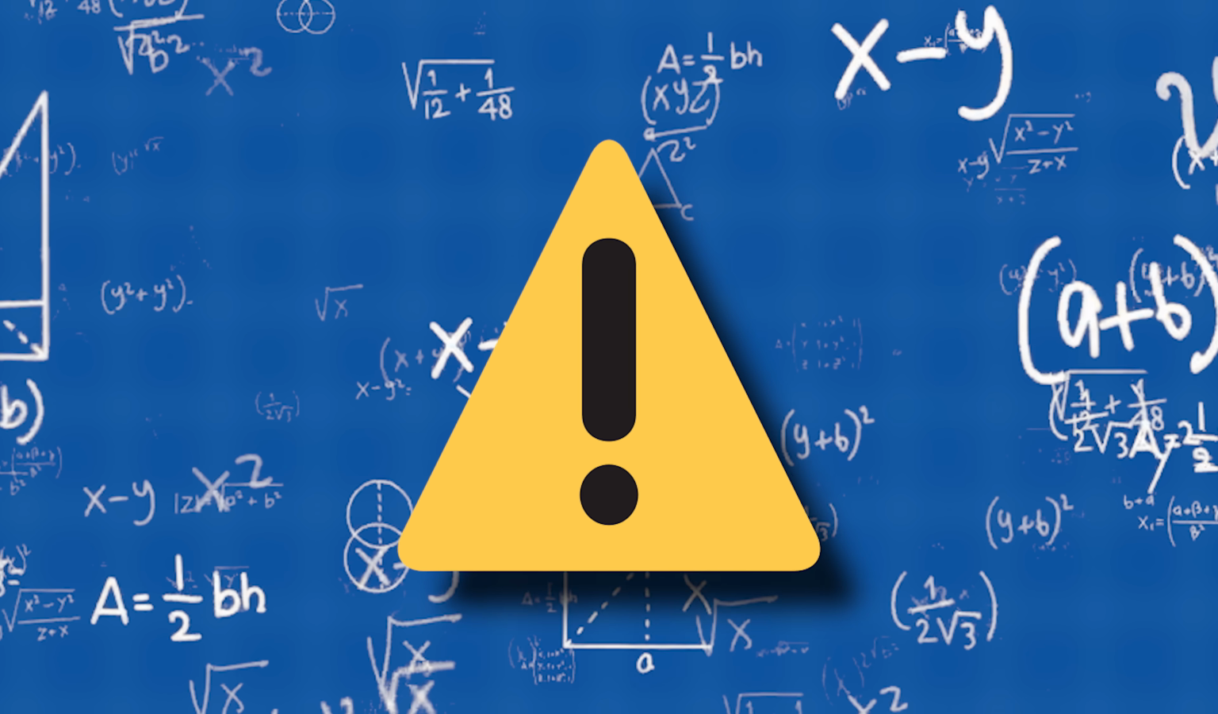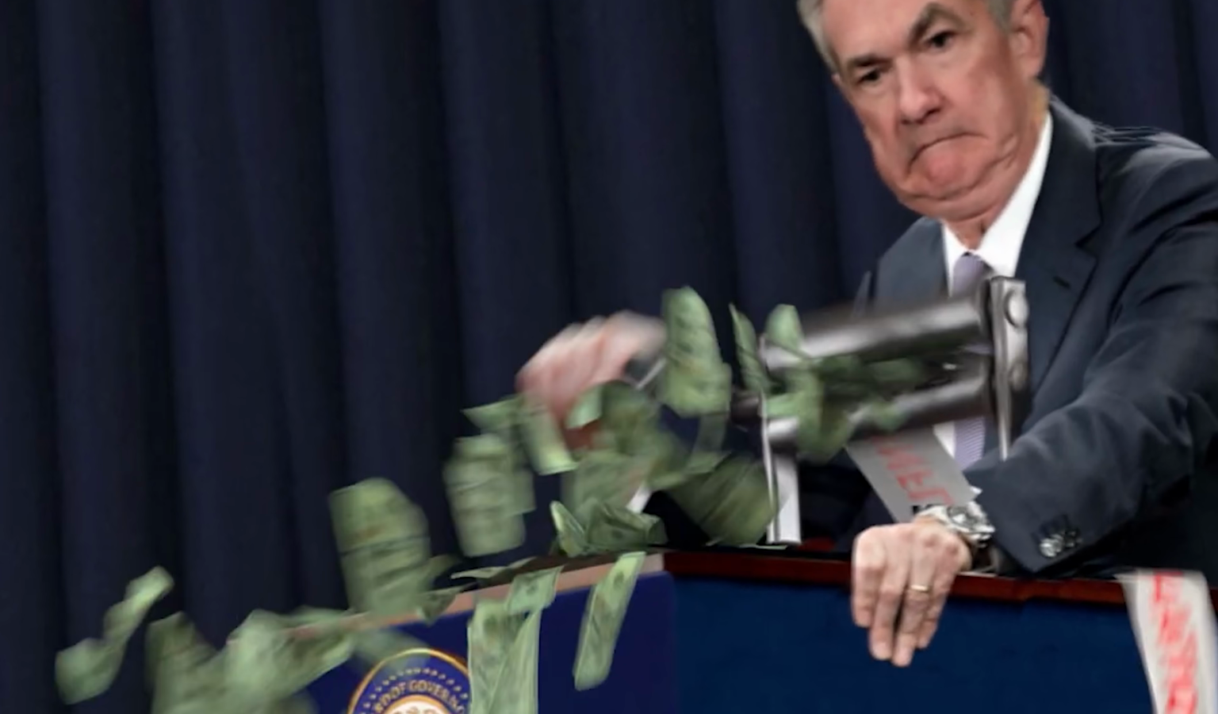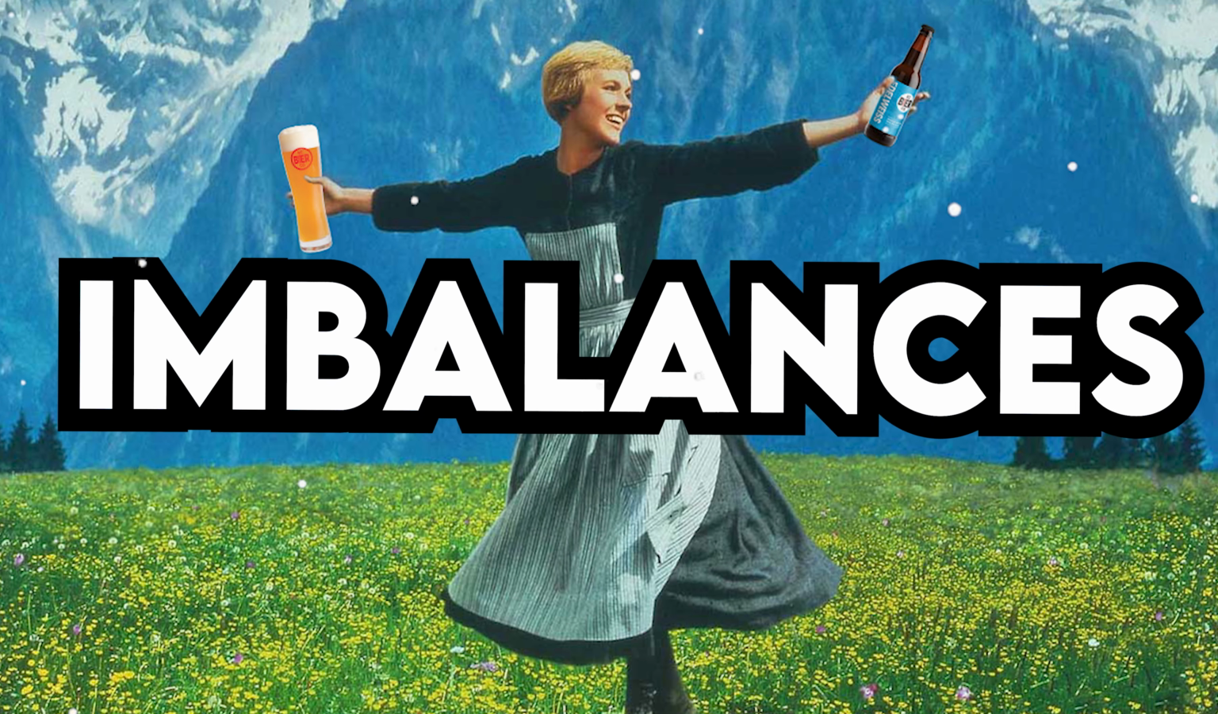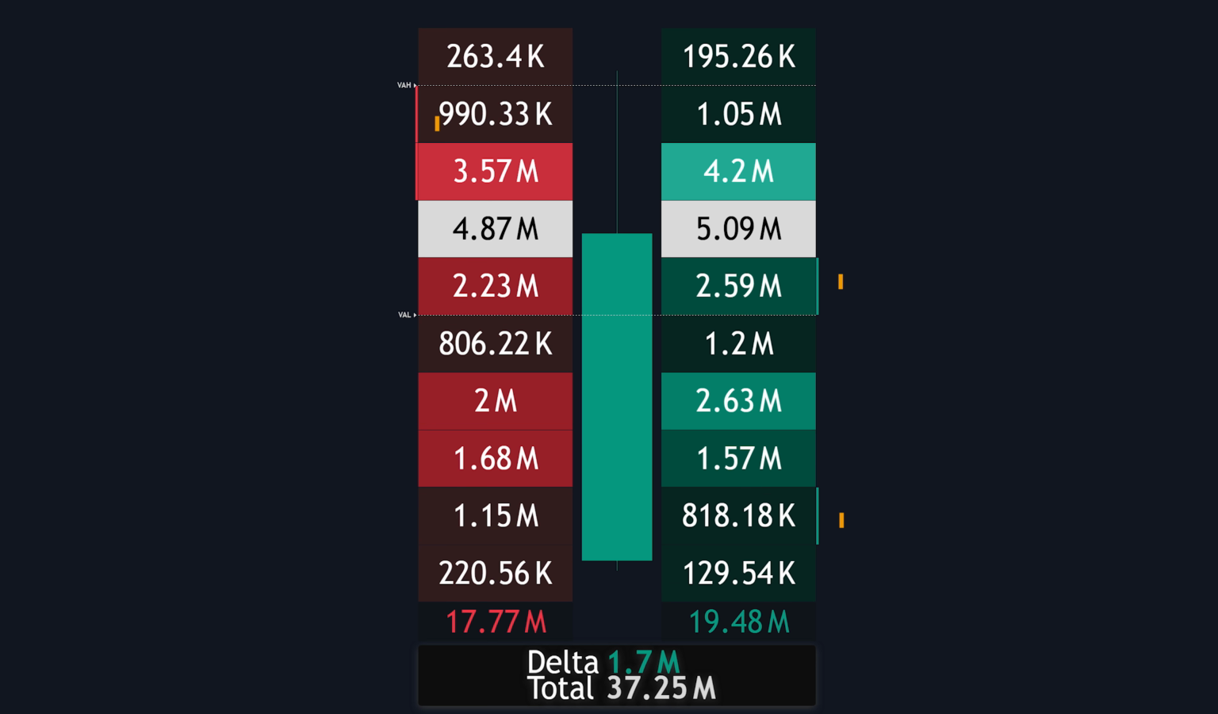The next metric is probably the most important one and is where we will generate a lot of our strategy from, and that is imbalances. These imbalances can be seen by these small red and green rectangles on the side of the volume footprint. These rectangles show up when one price level has at least 3 times more volume compared to the one across from it.